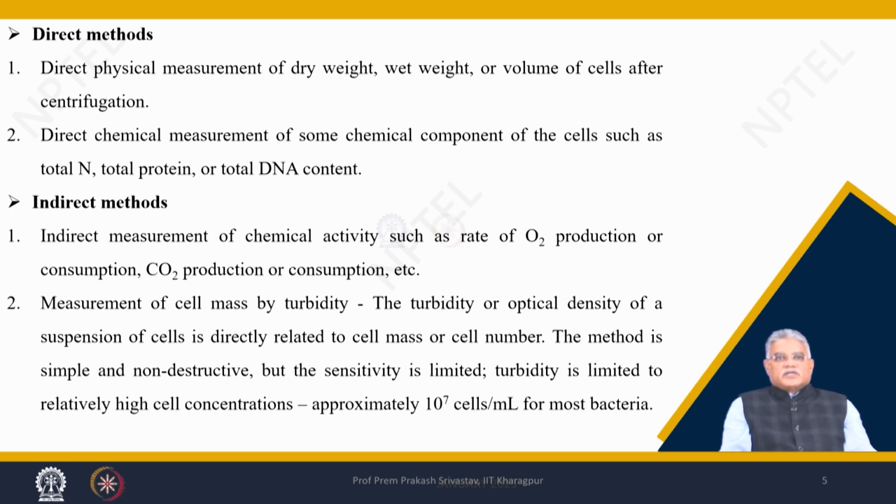Measurement of cell mass by turbidity. The turbidity or optical density of a suspension of cells is directly related to cell mass or cell numbers. The method is simple and non-destructive, but the sensitivity is limited. Turbidity is limited to relatively high cell concentrations, approximately 10 to the power 7 cells per ml for most bacteria.